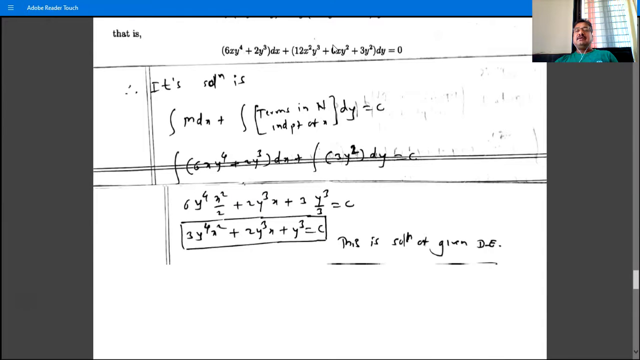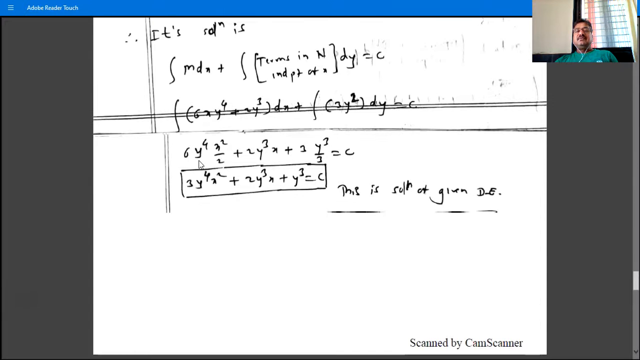This term depends on x. This term depends on x. This term does not depend on x. So 3y square dy is equal to 0. In all, there are 3 terms in N, but these first two terms depend on x, and so we take only this 3y square as the term. So after integration with respect to x, 6y raised to 4 is constant.